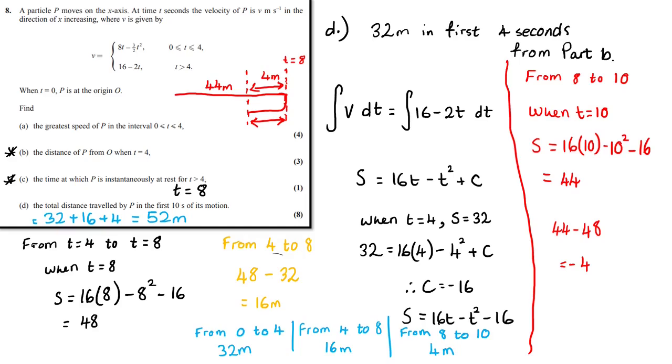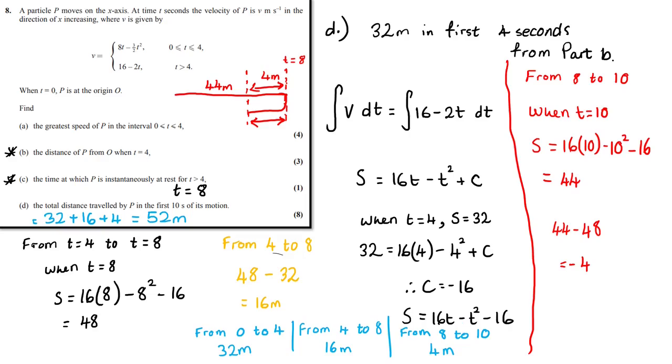Okay, so hopefully my explanation made sense. There's a lot of work on the screen and it is pretty messy. But like I said, I've broken this down into 3 different parts. So from 0 to 4, which we did in part B. Then I did from 4 to 8, and then because at 8, it's instantaneously at rest, and the direction changes, I've then done from 8 to 10. Okay, so from 8 to 10, it travelled 4 meters further.